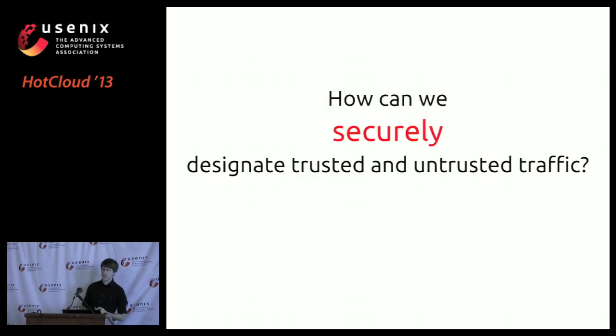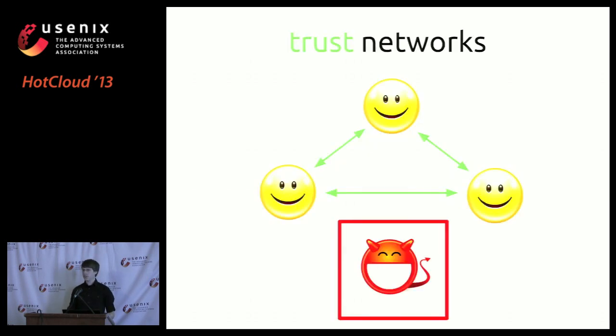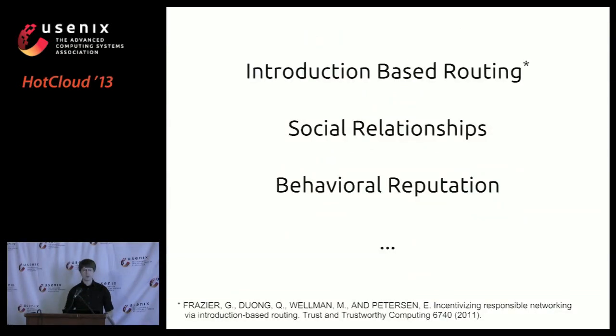As an architecture, it has a few key components that allowed us to build it up. The first of these components is we need a way to securely designate trusted and untrusted traffic. We need a way to make this designation within the cloud. So we've turned to the concept of trust networks. Trust networks have existed for a while, and there's a variety of systems out there to do this. We're using a trust network called Introduction-Based Routing, and I'll cover the details of that momentarily. But you've also seen trust networks based on social relationships, or based upon behavioral reputation. You could really use a variety of underlying systems to build a trust network. We've chosen IBR, but that's not to say there aren't other implementations that could satisfy this component.